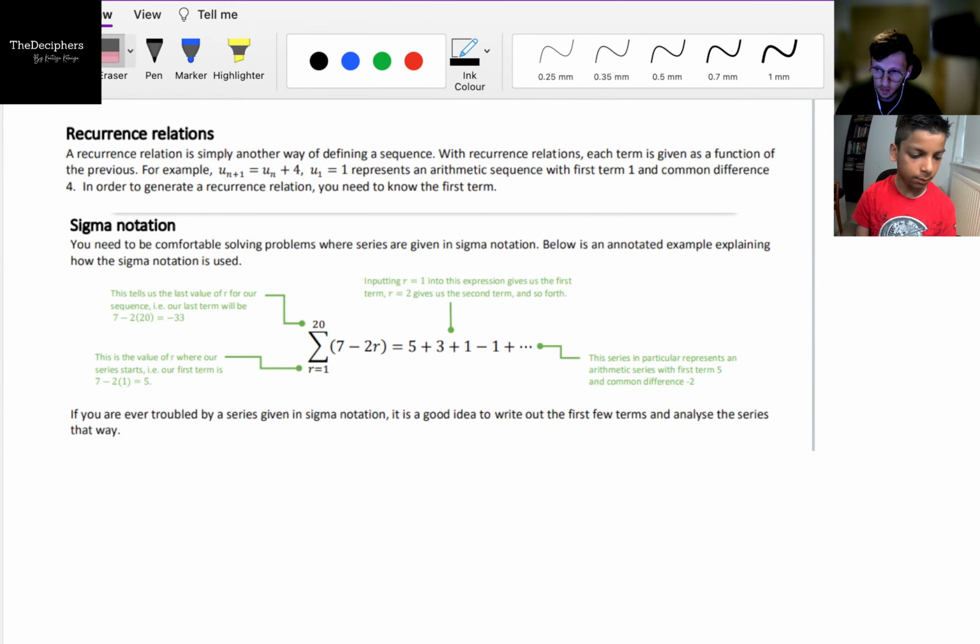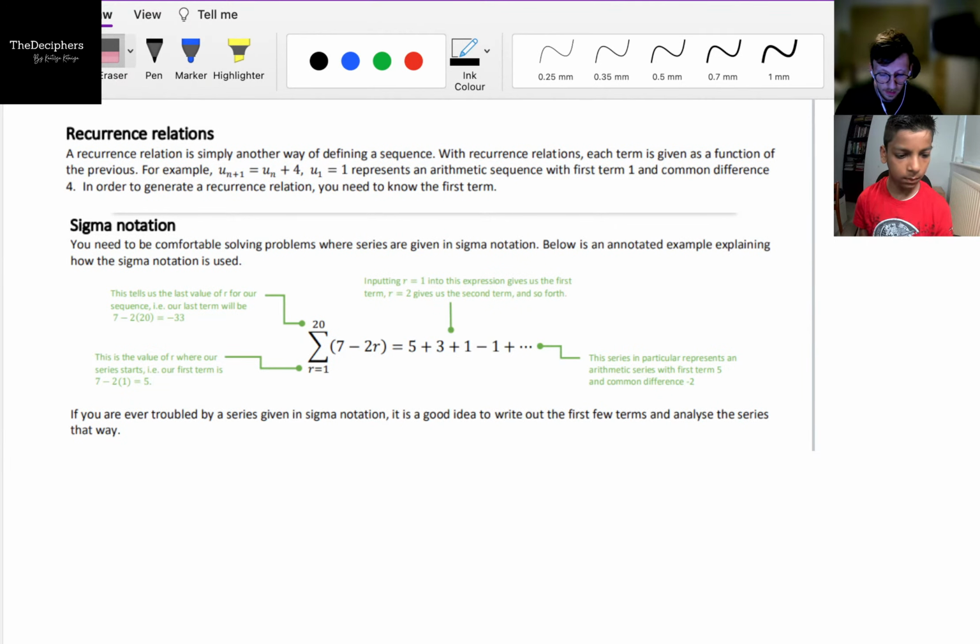So what the first one's saying is that the next term will be this term plus 4, and u of 1 is saying is that the first term is 1. So in order to generate a recurrence relation, you need to know the first term. Good, yeah, it has to be defined, doesn't it? Otherwise you don't know where to start.